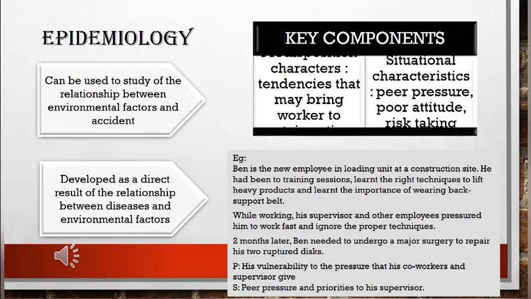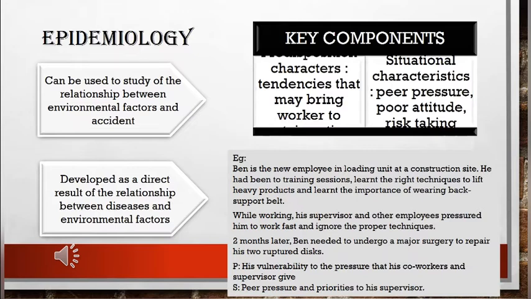We may not fully understand the components, right? What are the predisposition and what are the situational character? So let's take a look at the example given. Ben is the new employee in a loading unit at a construction site. He had been to training sessions, learned the right techniques to lift heavy products, and learned the importance of wearing back support belt. While working, his supervisor and other employees pressured him to work fast and ignore the proper techniques. 2 months later, Ben needed to undergo a major surgery to repair his two ruptured discs.